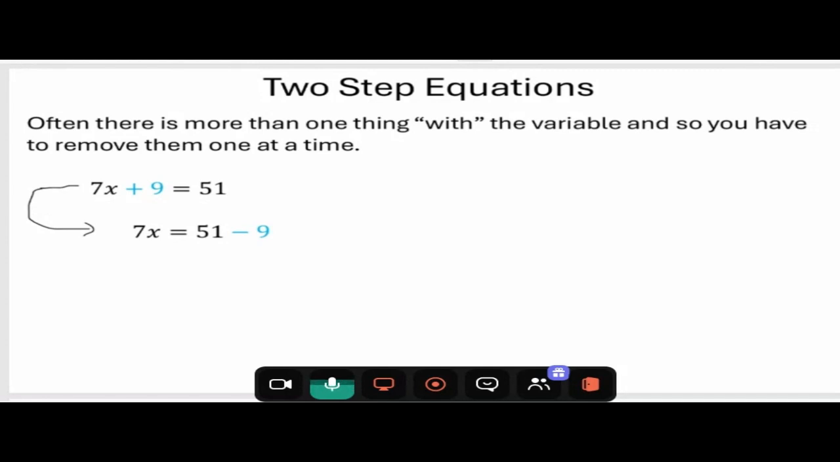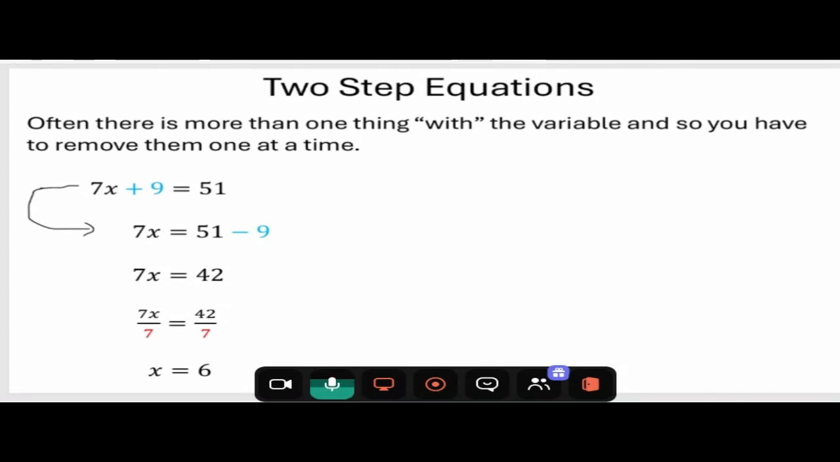So now we'll do that subtraction. 51 minus 9 is 42. Is the x by itself yet? No, it is still not yet by itself because there is a 7 being multiplied. So what is the opposite of multiplication? It is division. I divide both sides by 7 because on the left, a 7 on the top and a 7 on the bottom cancel. And on the right, 42 divided by 7 is 6, like so.